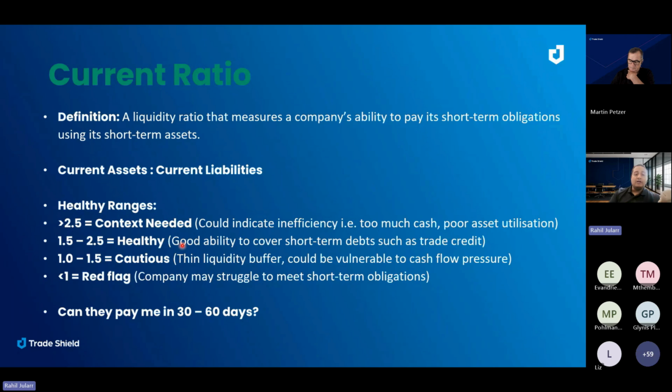Why? They've got a good ability to cover short-term debts, such as trade credit, such as your account, and they'd be able to cover that. Anything between 1 and 1.5 is cautious. That generally speaks to they don't have a very thick liquidity buffer, and they could be vulnerable to cash flow pressure. And anything below 1 could be a red flag. Now, why do I say could be? Because depending on the industry that they operate in, these could vary.